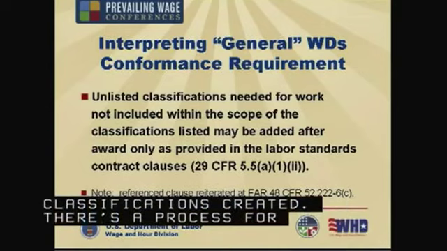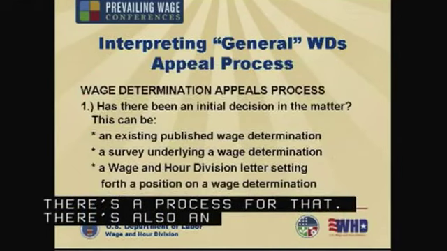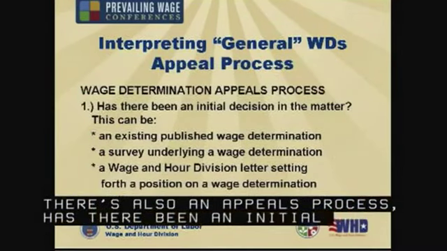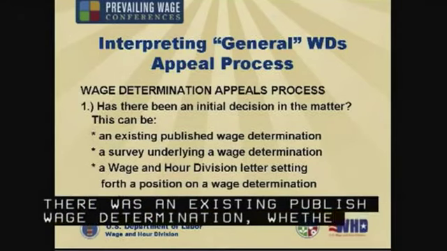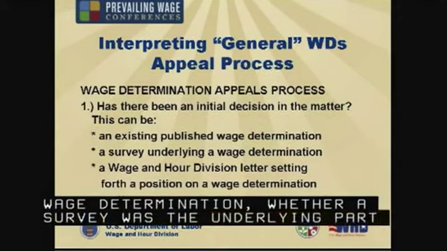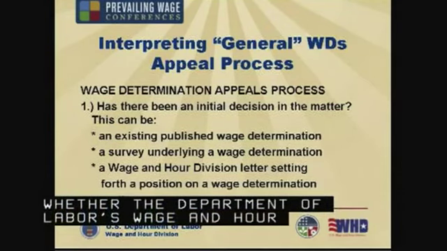There's also an appeals process. The wage determination, once there has been an initial decision on the matter, can be appealed based on whether there was an existing published wage determination, whether a survey was the underlying part of the wage determination, or whether the Department of Labor's Wage and Hour Division set forth a position on this wage determination.